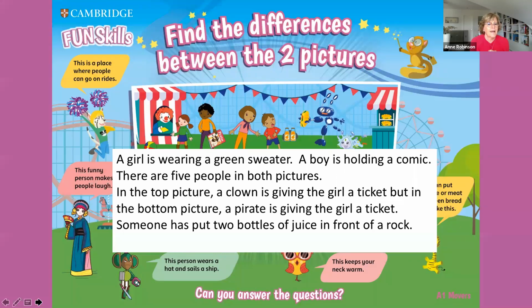And a sentence structure that I really like to practice with students is what we call evidence. So we can see something in the picture that tells us, because we're detectives, that something has happened before. Okay, so someone has put 2 bottles of juice in front of a rock. That's my top picture. I could say to you, can you give me the same structure, but about the second picture, the bottom picture? Yeah.